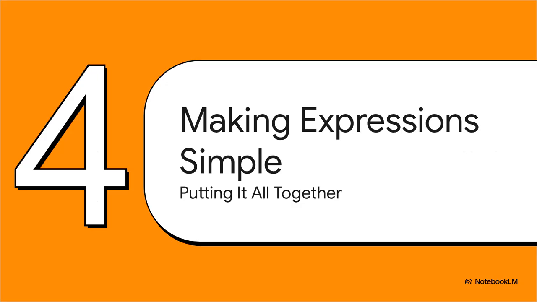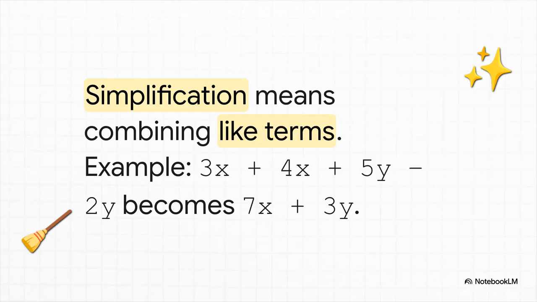And here we are, our final section, making expressions simpler. This is the payoff. This is where we take everything we've just learned, the alphabet, the words, the grammar, and we use it to clean up messy expressions and make them look neat and elegant. So the first big skill here is simplification. This is basically just algebraic housekeeping. You're tidying up by combining all the like terms. So you gather up all the x's, you gather up all the y's. 3x plus 4x becomes 7x, and 5y minus 2y becomes 3y. Look at that. So much cleaner and way easier to work with.